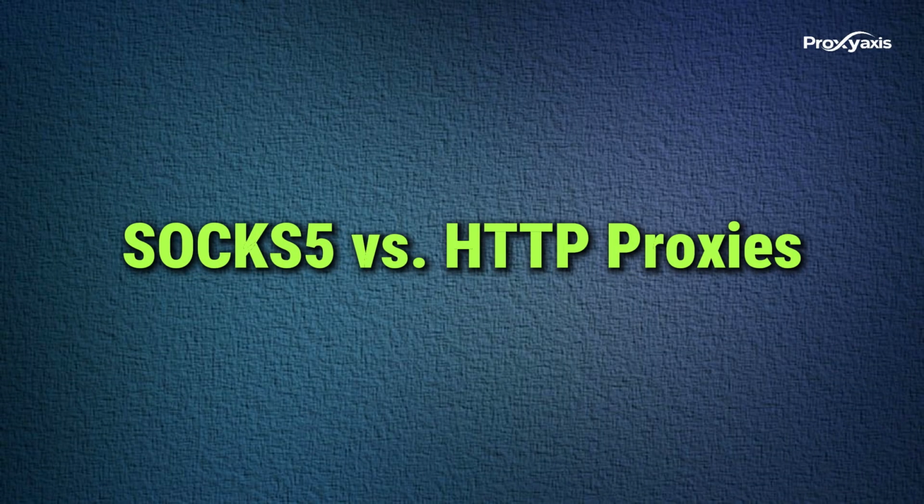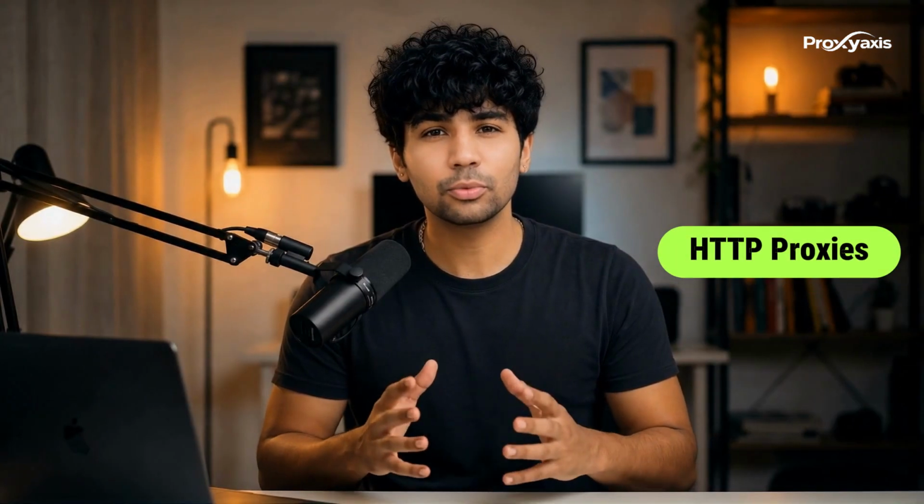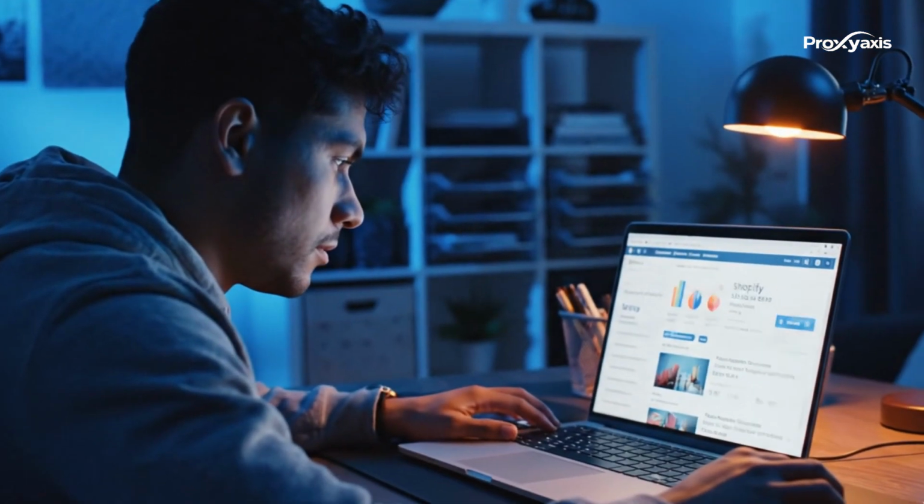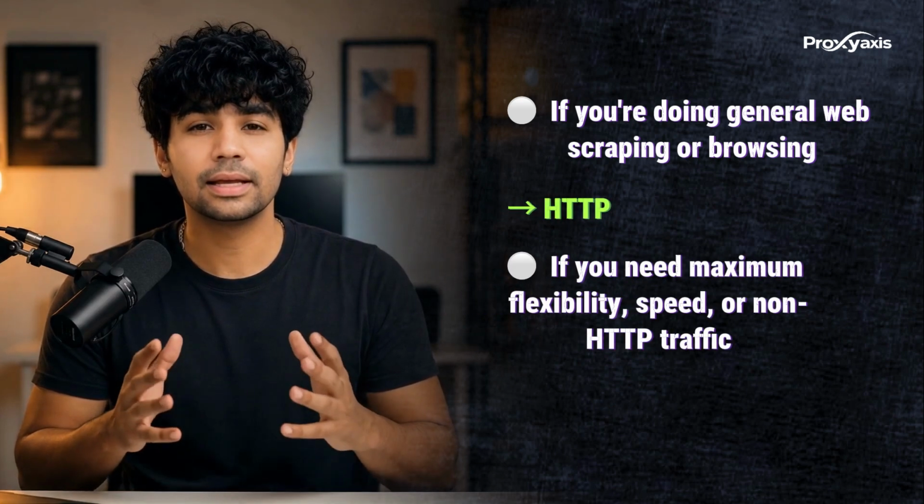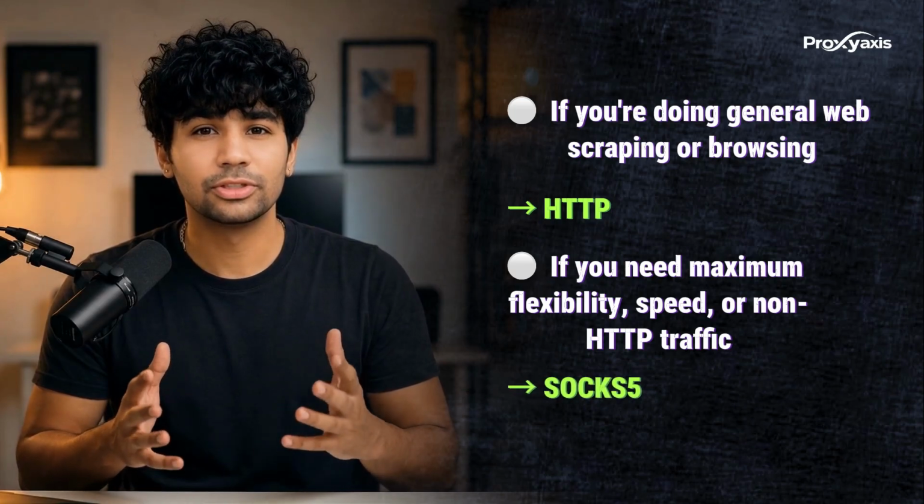SOCKS5 versus HTTP proxies. Last technical distinction, and this one matters if you care about protocol level performance. HTTP proxies work at the application layer. They're designed specifically for web traffic. Simple, effective for browsing and scraping. SOCKS5 proxies operate at a lower level. They can handle any type of traffic, including torrents, gaming, video streaming, and more. They're also faster and more flexible, and they don't alter your data packets. If you're doing general web scraping or browsing, HTTP works fine. If you need maximum flexibility, speed, or non-HTTP traffic, go with SOCKS5.